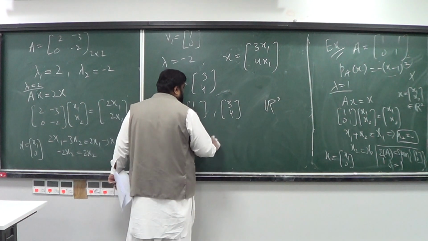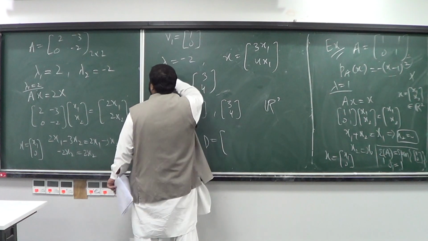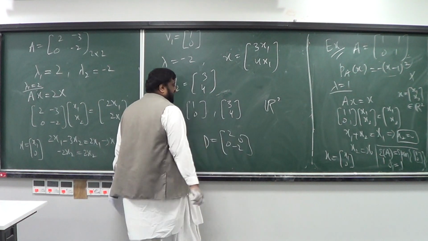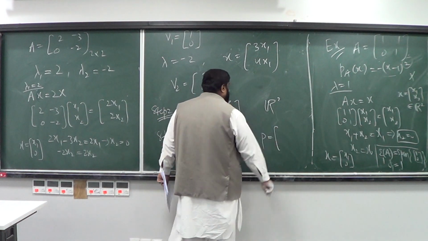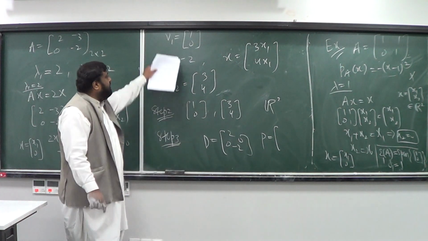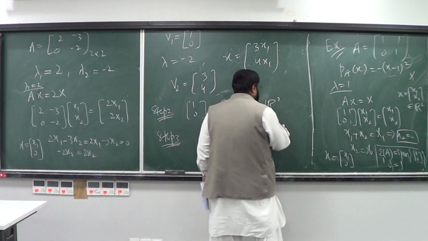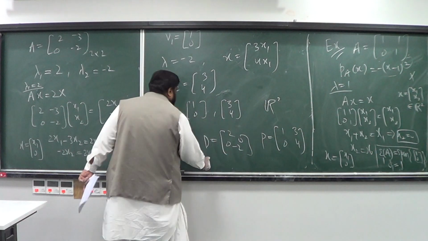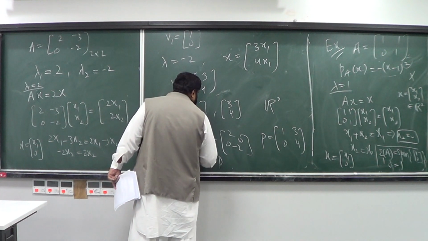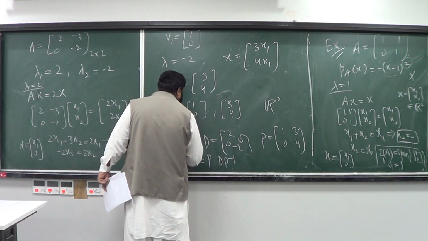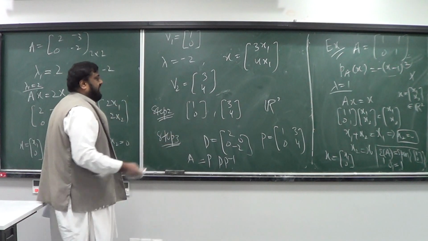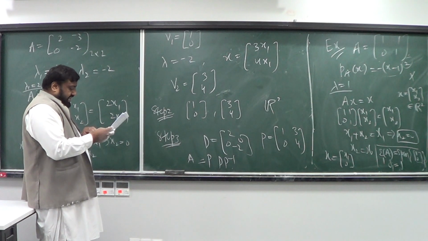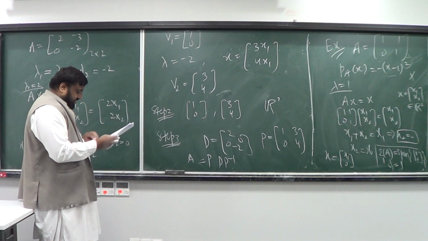Now, what are the diagonal matrix and the matrix P? The diagonal matrix is easy. Just take the eigenvalues and put them on the diagonal: 2, 0, 0, negative 2. What would be the matrix P? Take the eigenvectors and put them here: (1, 0) and (3, 4). And you can check that when you compute P D P inverse, you get the matrix A. Hence, you have diagonalized it.